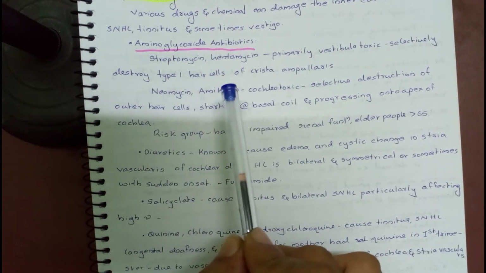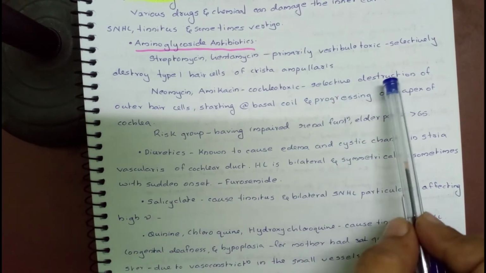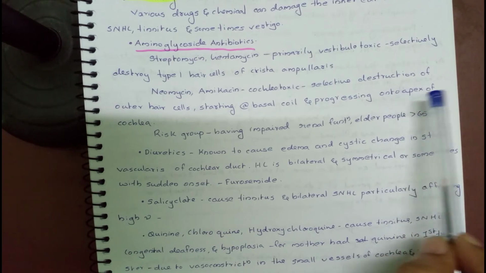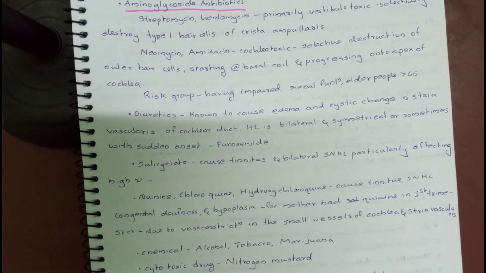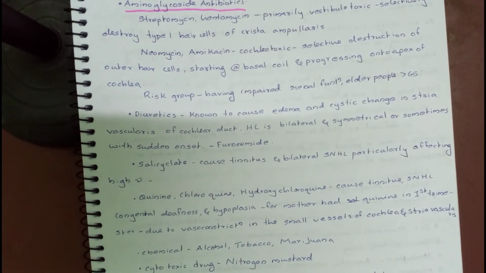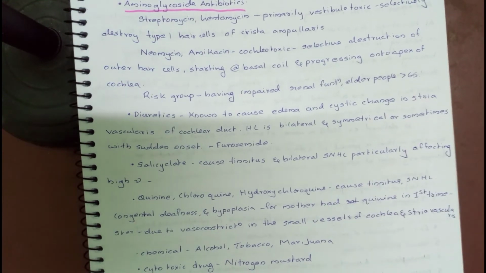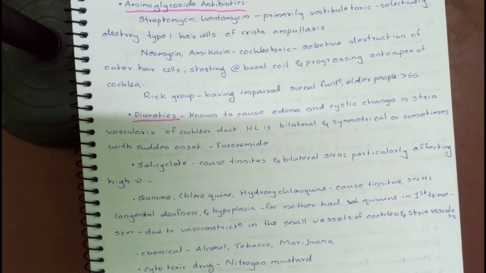And neomycin and amikacin are cochleotoxic. They selectively destroy the outer hair cells, starting at the basal coil and progressing to the apex of the cochlea. That's for the aminoglycoside antibiotics. Before the next drug, there is a risk group: people having impaired renal function, and elderly people whose age is above 65.